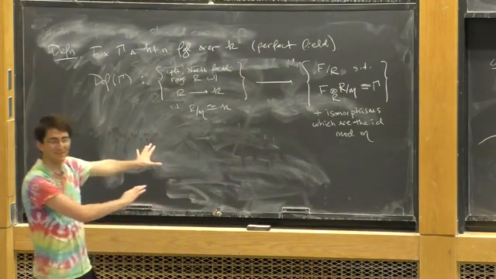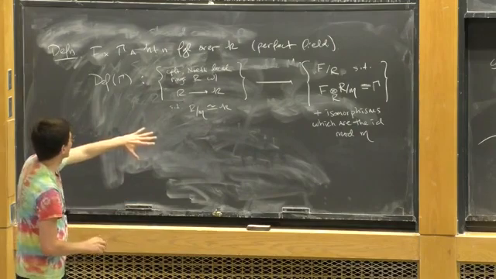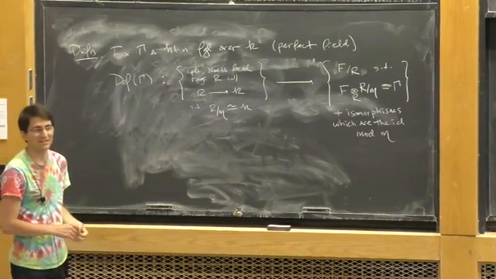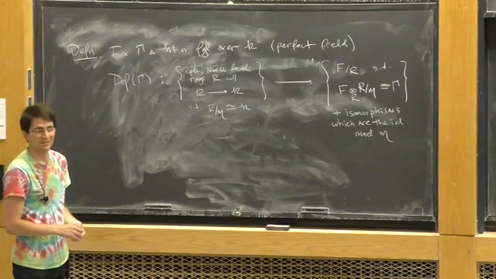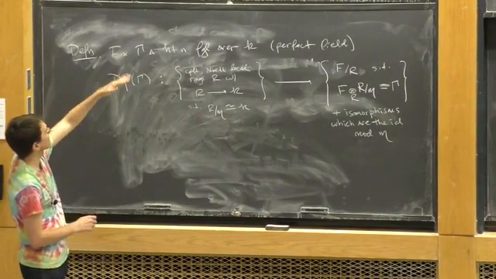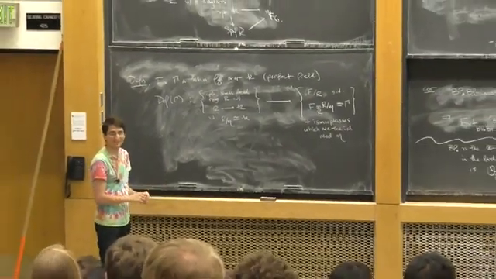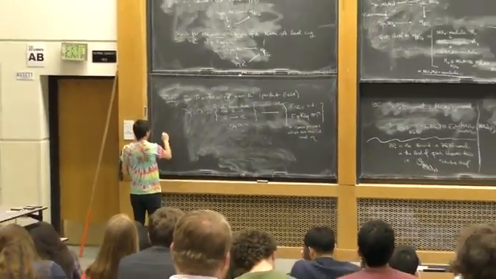Do we kind of understand this? This is just literally writing down what it means to fit into that diagram. You're asking for a formal group law such that when you reduce... So, questions about this?